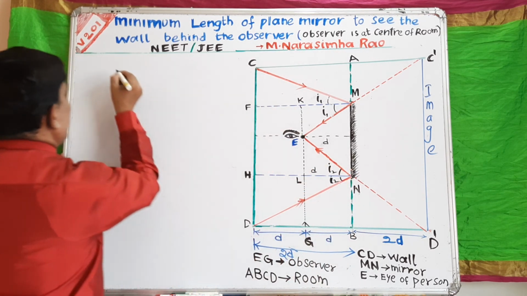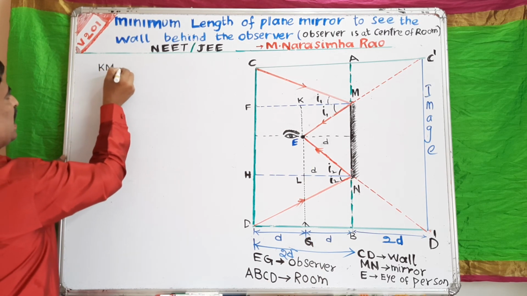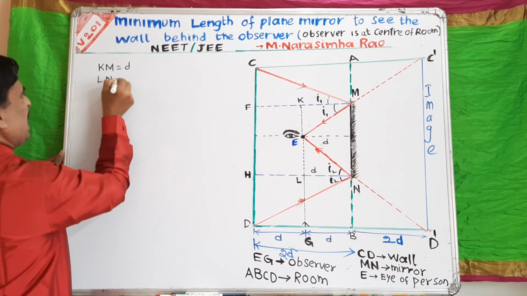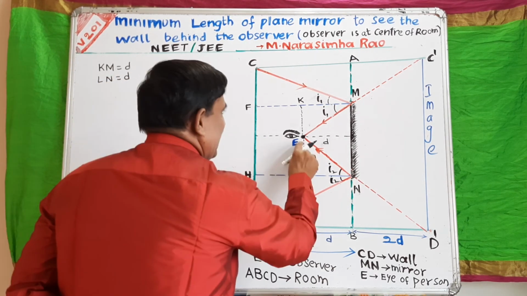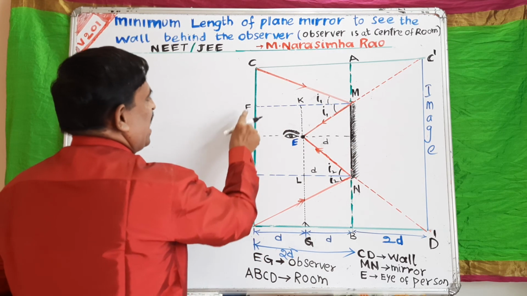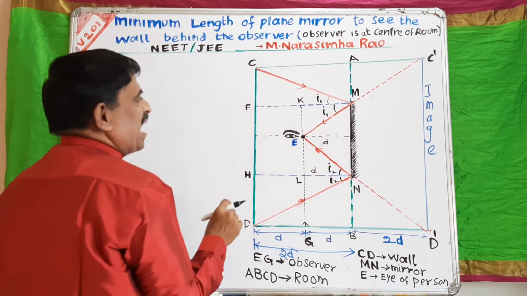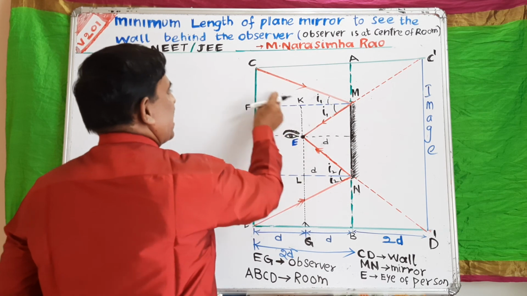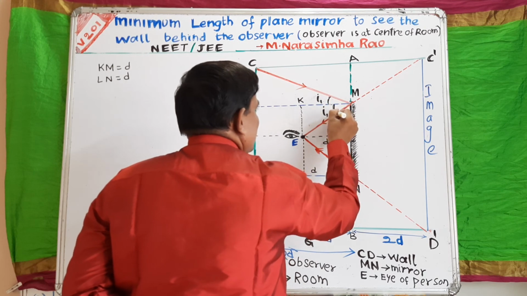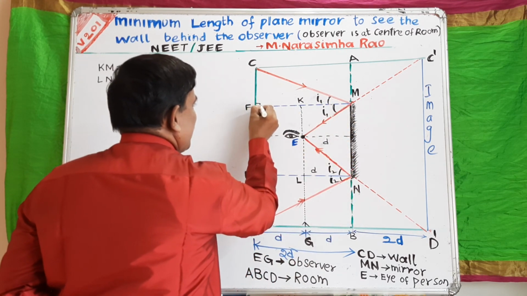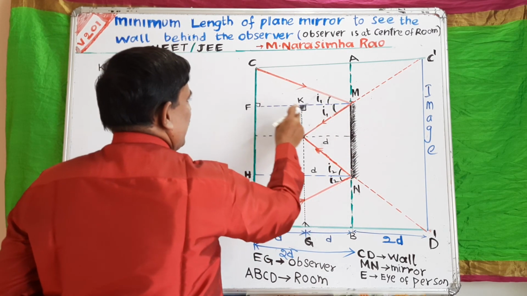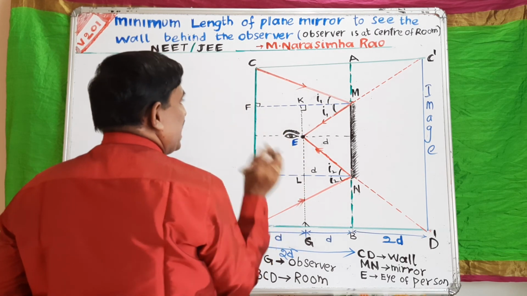I am writing KM distance is equal to D. LN distance also D. EKM is a right angled triangle. FMC is a right angled triangle. Both are right angled triangles. Both are similar. The reason is this angle and this angle are equal. Here the angle is 90 degrees, here the angle is 90 degrees. These two angles are also equal.